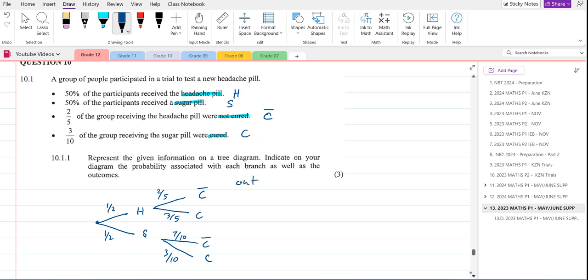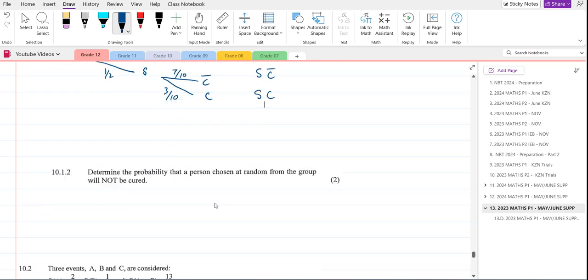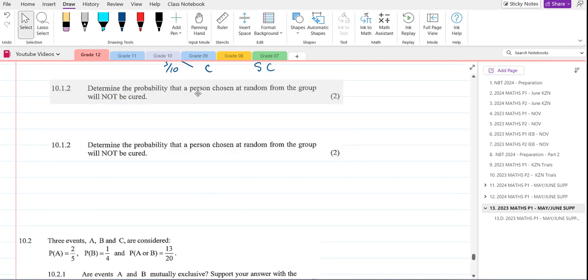Right, so what are the outcomes? We're going to write down the outcomes here. The outcomes are H and not C, H and C (cured), S and not C (not cured), and receiving the sugar pill and cured. Right, that's what we have. We have 4 outcomes. I hope you guys understood that. Moving on to the next problem.